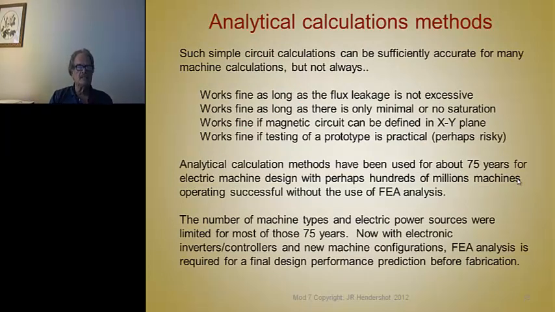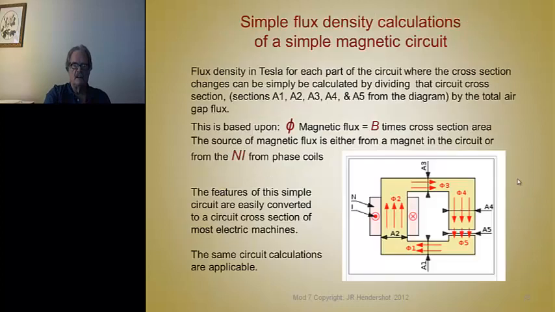Such a simple circuit calculation can be sufficiently accurate for many machine applications. For example, it's certainly acceptable as long as the flux leakage isn't excessive, and as long as there's no saturation in this circuit. The only place you're going to get some flux leakage is around this air gap here. But if this gap is small enough, you're not going to get very much. So flux leakage in this case might be negligible.